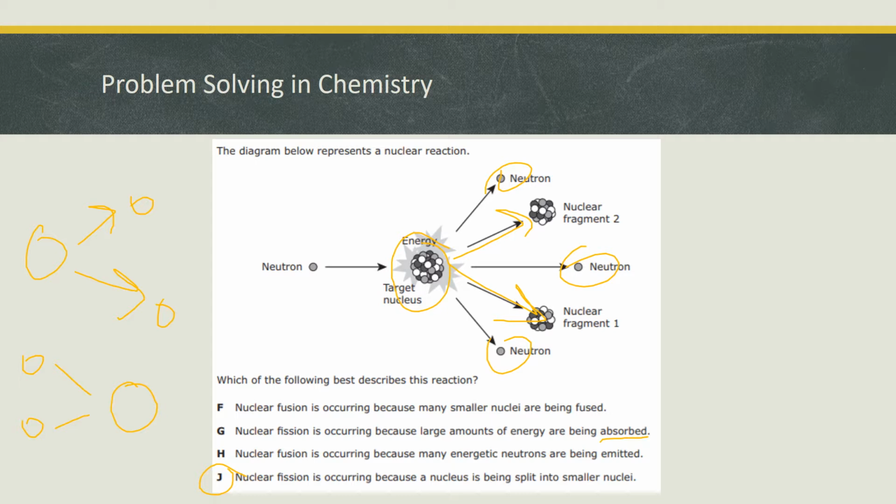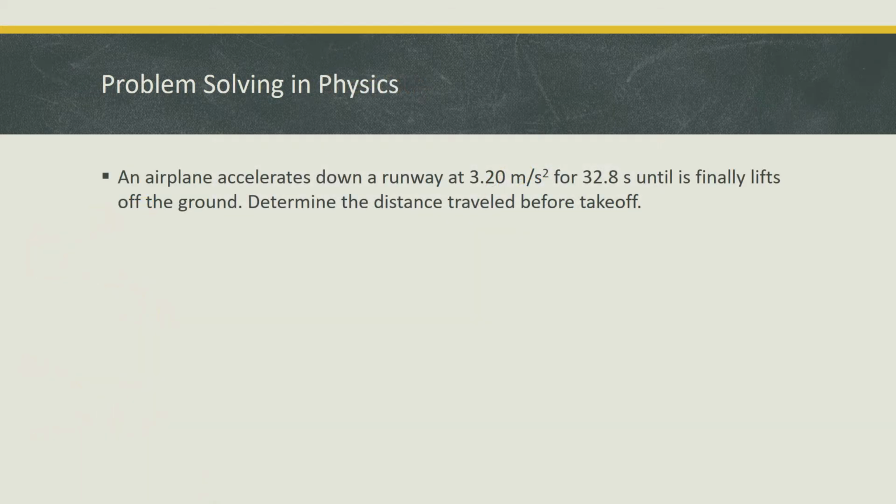All right, we're going to try one more problem-solving technique in physics by using the same strategy. Step 1 is to identify the problem. An airplane accelerates down a runway at 3.2 meters per second squared for 32.8 seconds until it finally lifts off the ground. Determine the distance traveled before takeoff. I've identified the problem as distance traveled.